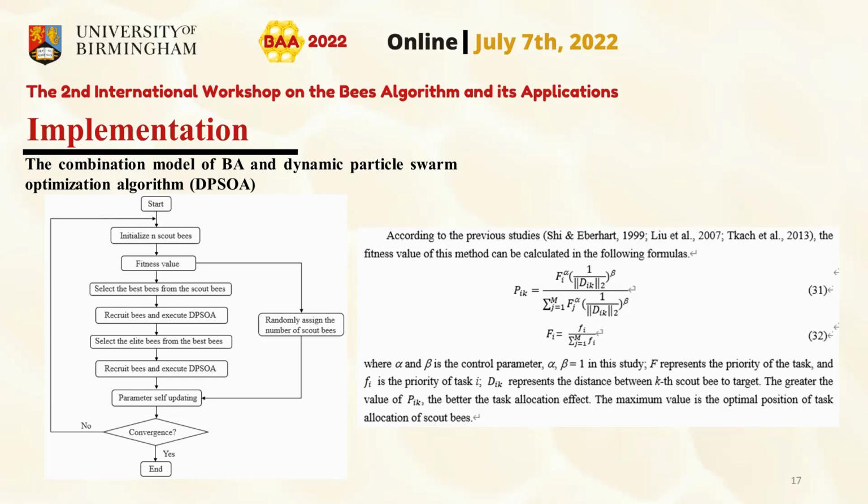The optimization goal is to maximize the probability of scout bees selecting tasks after the bee algorithm global search. The DPSOA is used for the bee algorithm local search to solve the local optimization problem. The optimization is improved by updating the speed and position of the best bees, elite bees, and scout bees, and iterating continuously until convergence. The flow chart for the combination model of the bee algorithm and DPSOA is shown in the diagram.